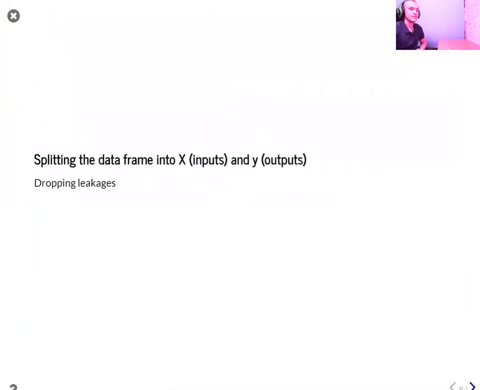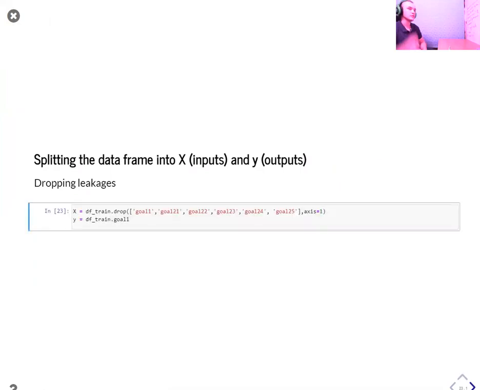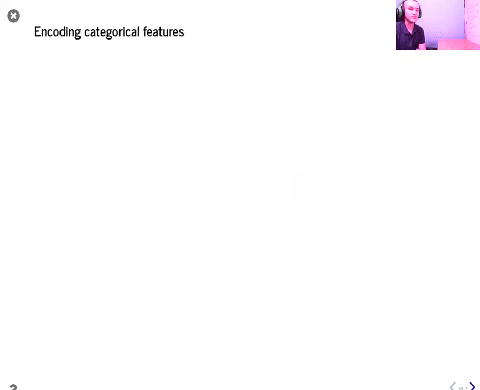Our new features are ready, so we split our data frame into inputs and outputs. We dropped goal 1, goal 21, 22, 23, 24, and 25 from the train CSV file as leakage parameters. We assume that they are leakages because they are not present in the test CSV file. Then we chose our numerical and categorical features, and encoded the categorical ones using the one-hot encoder preprocessing from the sklearn library.